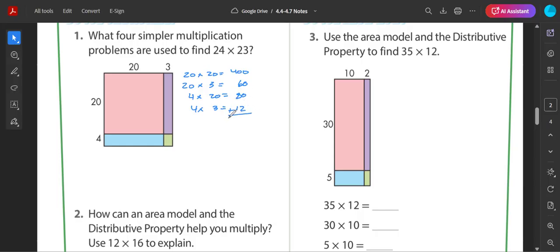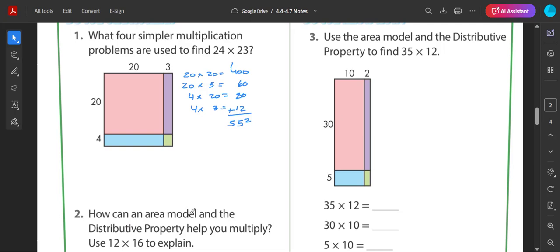And so your total should have been 2 here. 6 plus 8, or 6 plus 7. 6 plus 1 is 7. 7 plus 8, that's going to give you 15. And then 400 plus 100 becomes 500. So 552.